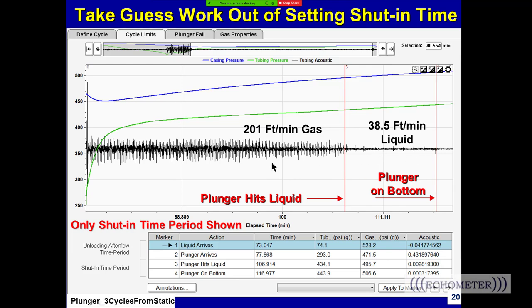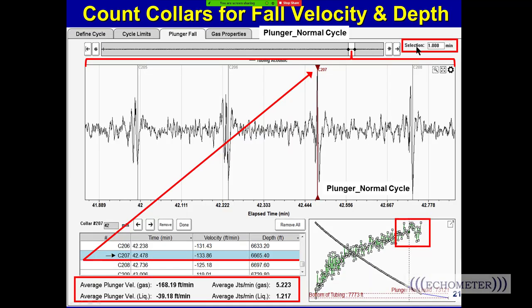If there's a bypass that opens up and lets the plunger fall faster, it'll fall a little bit faster through the gassy fluid. Now, if we take this data and zoom in to closer detail, to 1 minute of time, this is a normal plunger cycle, and we're looking at the time from 41 minutes to 42 minutes.